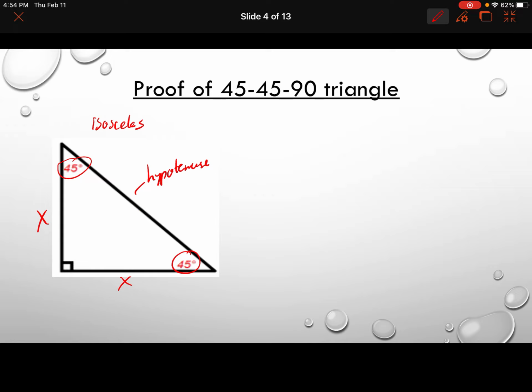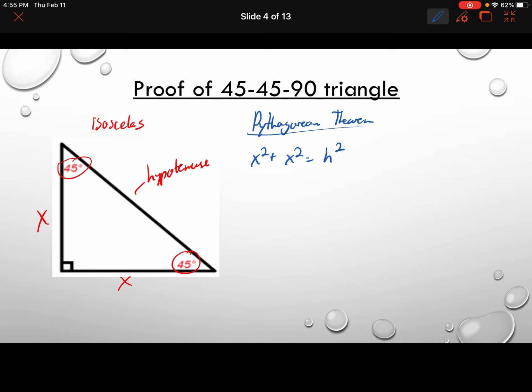So we're trying to establish a relationship between these two sides and the hypotenuse. Well, in the past, whenever we've known two sides of a right triangle, the way we found the third side is we've used the Pythagorean theorem. So let's use the Pythagorean theorem to see what this hypotenuse is equal to. We'll just call the hypotenuse h. So a squared plus b squared is equal to c squared. In this case, x squared plus x squared is equal to h squared.